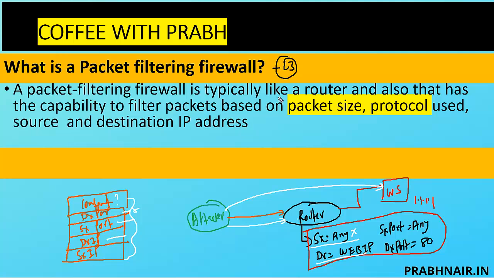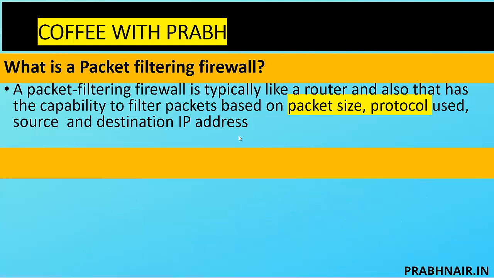The second thing is that if the web server needs to reply back, for that also we need to manually create a rule in the router. For reverse traffic also we manually need to create a rule. That is why it is called a stateless firewall. It doesn't maintain any state. Even if a connection is established, it doesn't maintain any state. It takes every packet as a new packet and connection and analyzes the parameters.